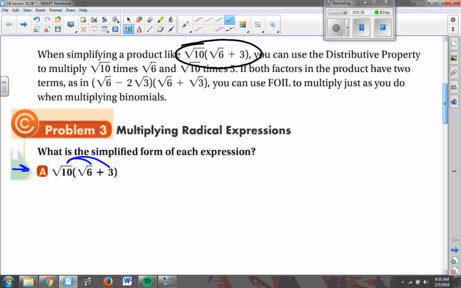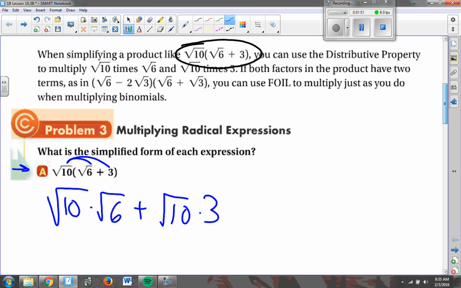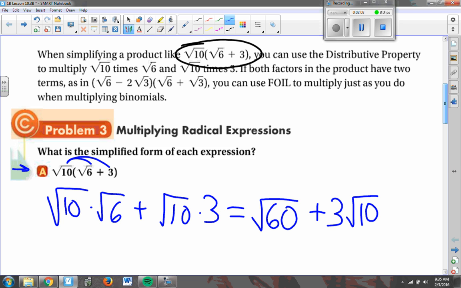So what I end up with is the square root of 10 times the square root of 6 plus the square root of 10 times 3. Now I know that the square root of 10 times the square root of 6 is the square root of 10 times 6, which is 60. And then I will just flip the order of the other two terms, 3 times the square root of 10. Now, there is no perfect square number that goes into 10, so I will leave that the way it is.